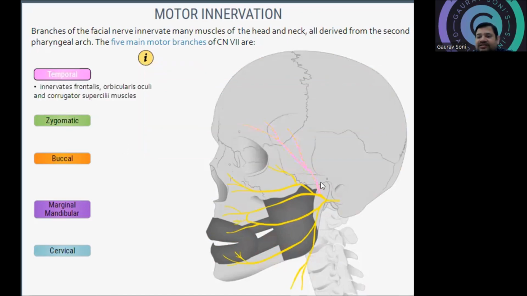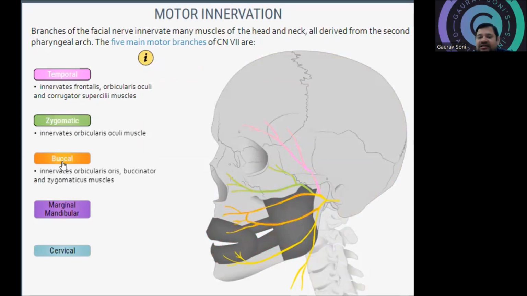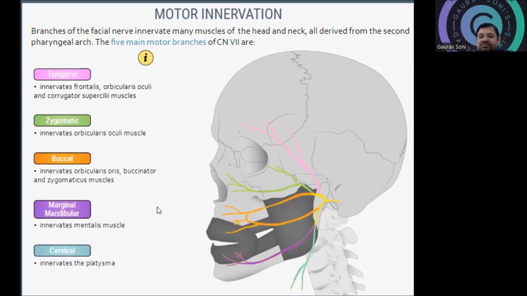First is temporal. You can see it going towards the temporal side. It is going to innervate the frontalis, orbicularis oculi, and corrugator supercilii. All these are present in this part, the temporal part, and some part of the frontal also. Then you can see zygomatic. This innervates the orbicularis oculi muscle. Then buccal, which innervates the cheek muscles, like the orbicularis oris, buccinator, and zygomaticus muscles. Then marginal mandibular, it is going to the lower side. It will innervate the mentalis, and then the cervical, which goes towards the platysma. These are the 5 main motor branches.